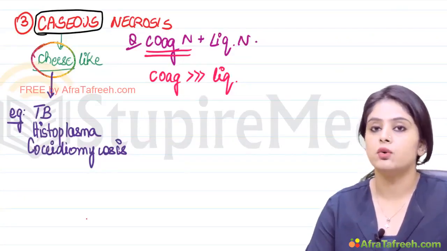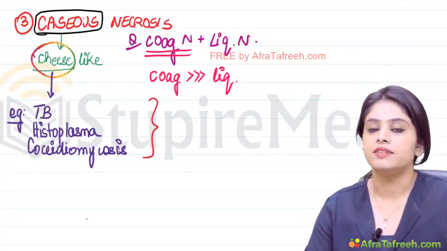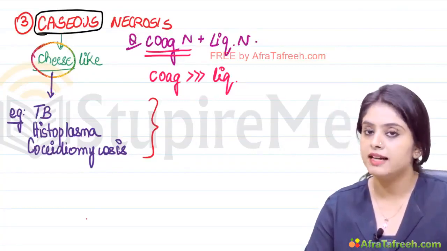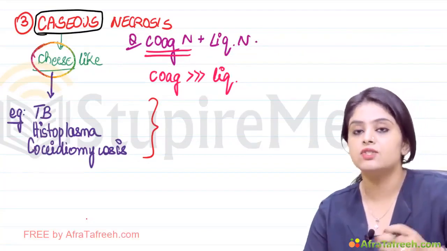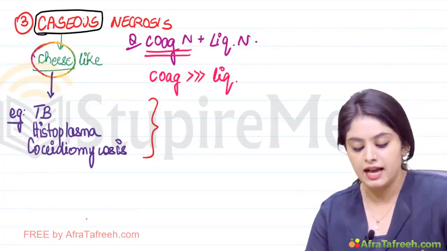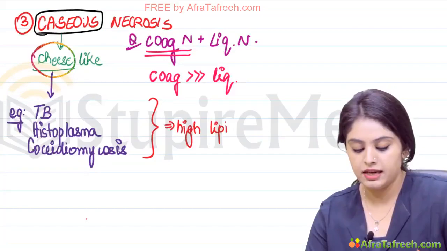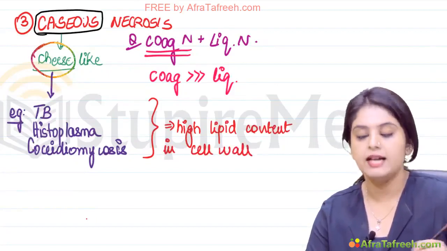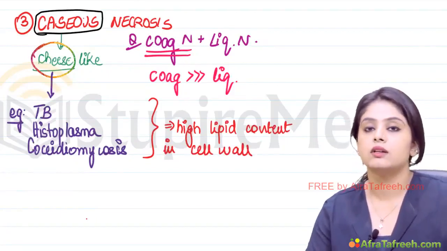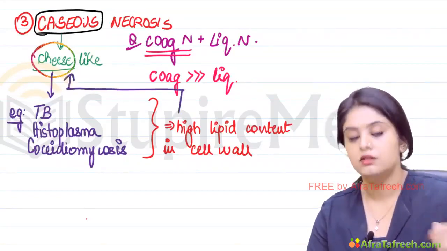Now what is important to know here, all these infections that we've just listed have one thing in common. What is that? All these infective agents have a very high lipid content in their cell wall. And if they have a high lipid content, what appearance will they impart? You are right, they will impart a cheesy appearance.